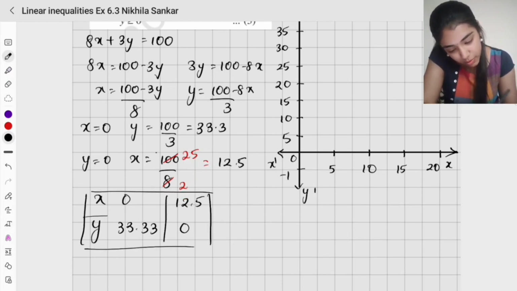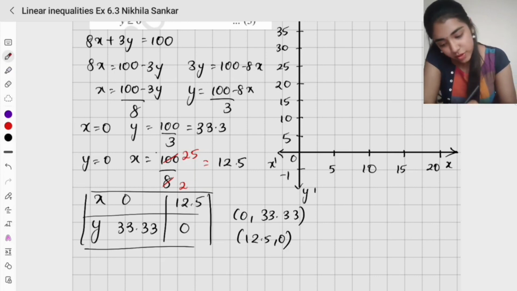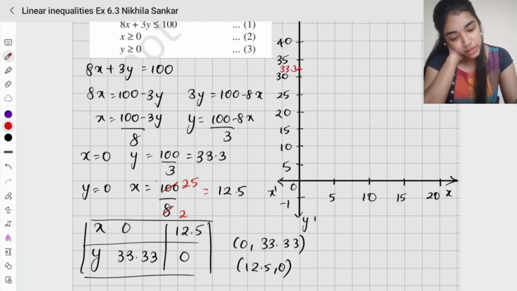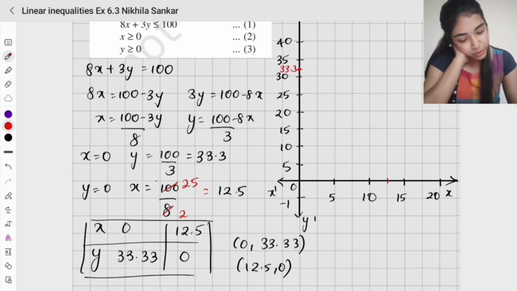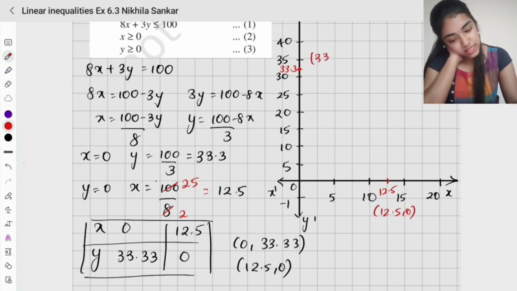So now how will the solutions look? 0, 33.33 and 12.5, 0. Where are these points? 33.33 is going to be in between 30 and 35, correct? So this point is 33.33. And where is 12.5? 12.5 is exactly between 10 and 15. So this point is 12.5, 0, and this is 0, 33.33. This is a slack inequality.